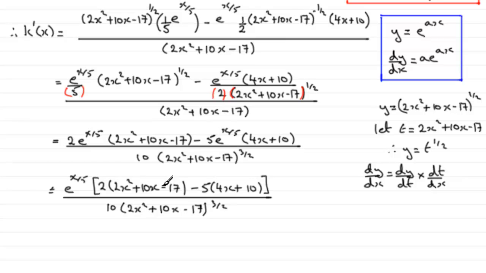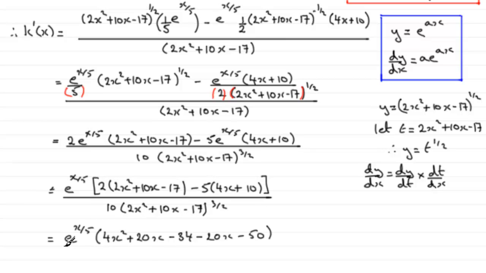Now I need to clean up what we see inside the square bracket. Never leave anything inside a square bracket. So I can expand each of the brackets in here, so I can reduce this square bracket now to a curved bracket, and I get 2 lots of 2x squared, which is 4x squared, 2 lots of 10x, that's 20x, 2 times minus 17 is minus 34, and then for this bracket we got minus 5 times 4x is minus 20x, and minus 5 times plus 10 is minus 50.